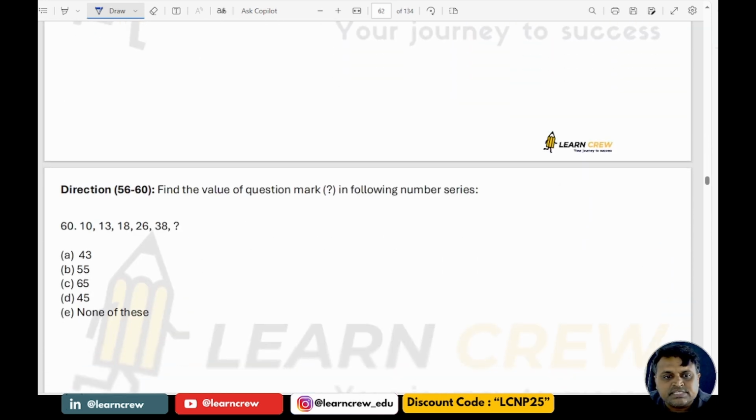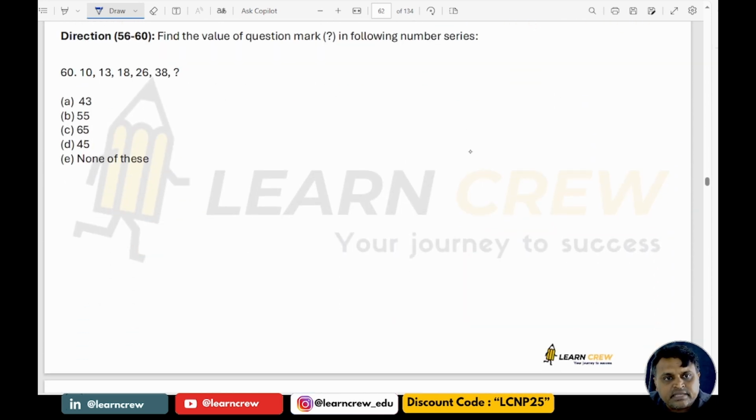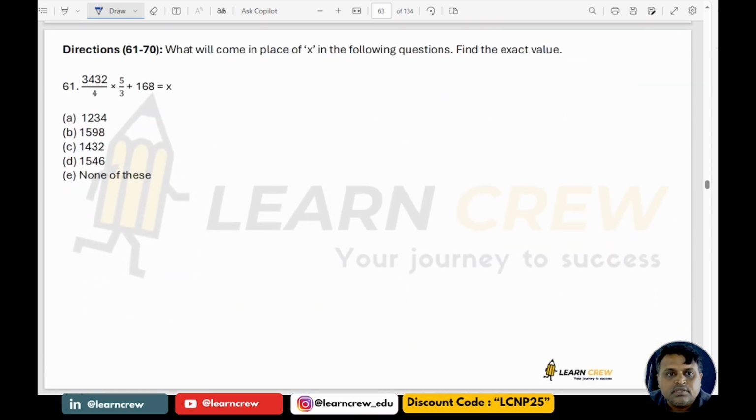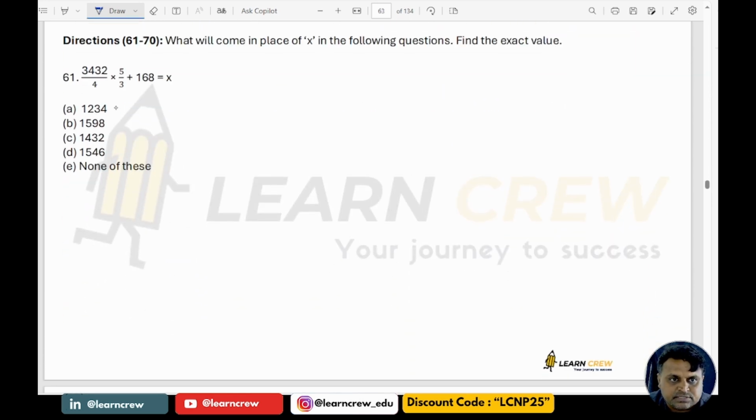Now question number 60, 10, 13, 18. So here difference is 3, here difference is 5, here difference is 8, here difference is 12. So 2 difference, 3 difference, 4 difference, 5 difference, 17. 38 plus 17, 55. So the answer is 55. Now a question based on simplification.